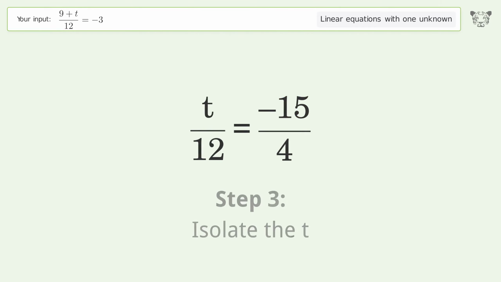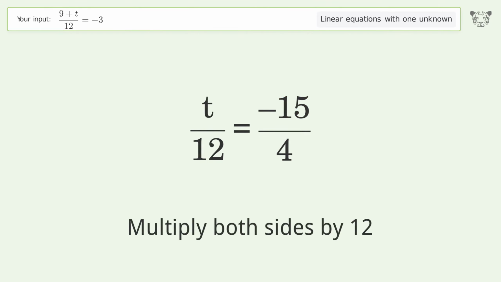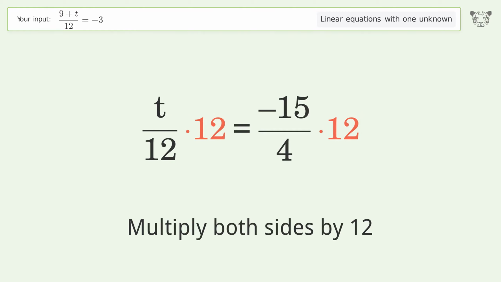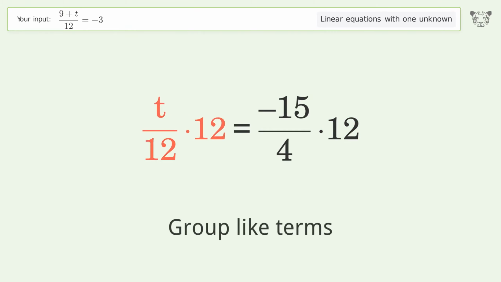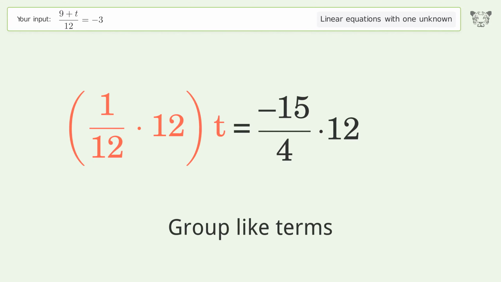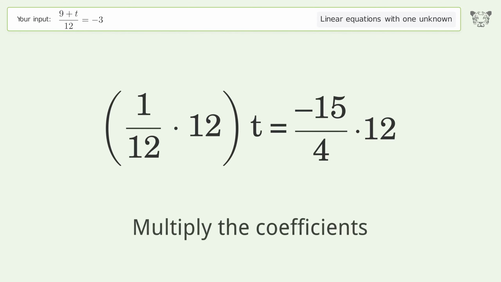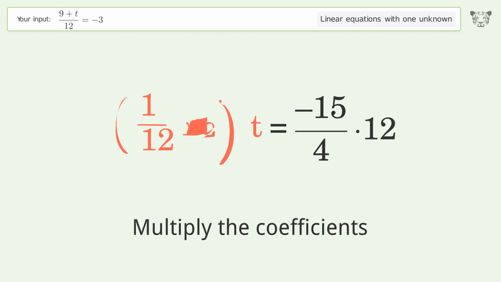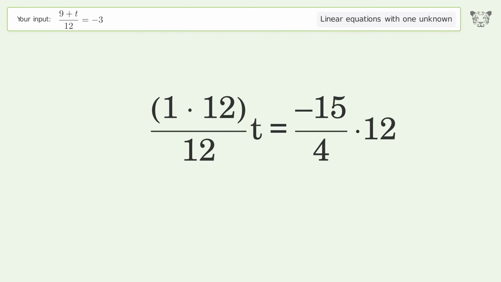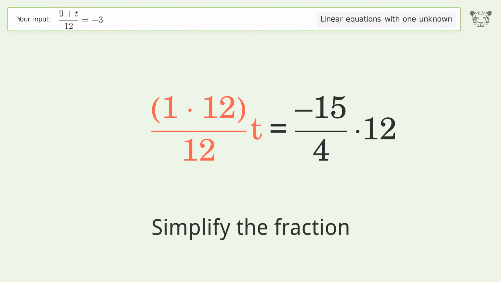Isolate the t. Multiply both sides by 12. Group like terms. Multiply the coefficients. Simplify the fraction.